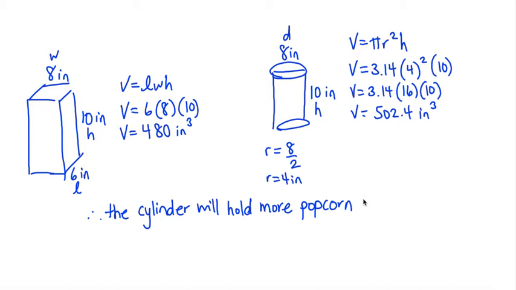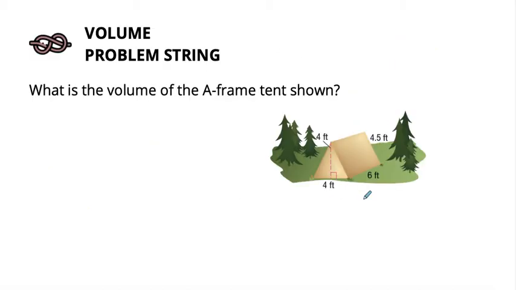Awesome. Okay. So let's take a look at some more examples of some applications of volume. So what is the volume of the A-frame tent shown? So this A-frame tent is an example of a triangular base prism. So when I'm looking at my volume formula sheet, I can see that the volume of a triangular base prism is base times length times height divided by 2.